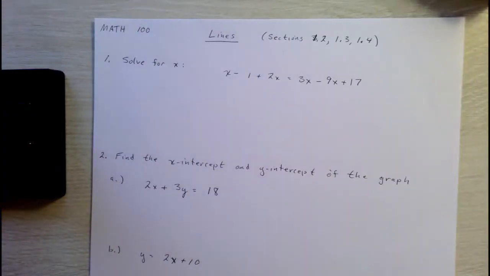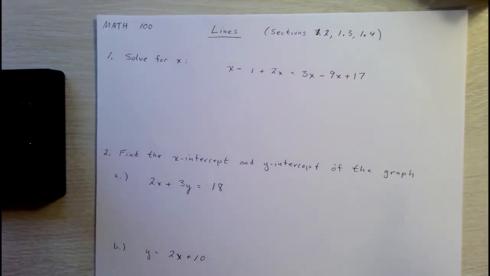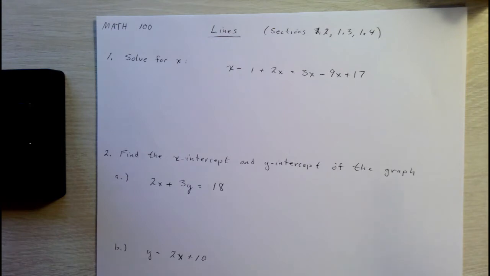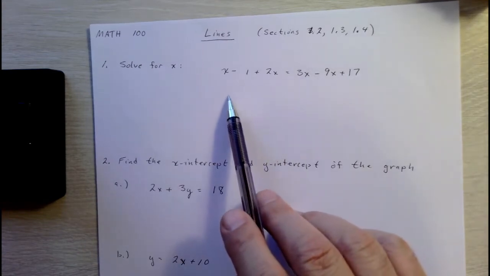Alright, so in this video, we're just going to do a few exercises that you really want to be able to do before you have a quiz on this section. And we're talking about sections 1.2, 1.3, and 1.4, which is all about lines. And these are just the absolute basics of lines, like finding intercepts, finding slopes, and so on. First of all, doing some algebra.